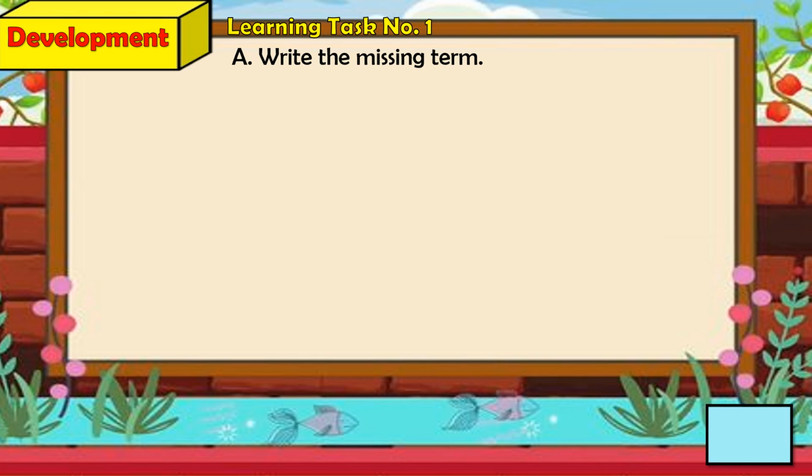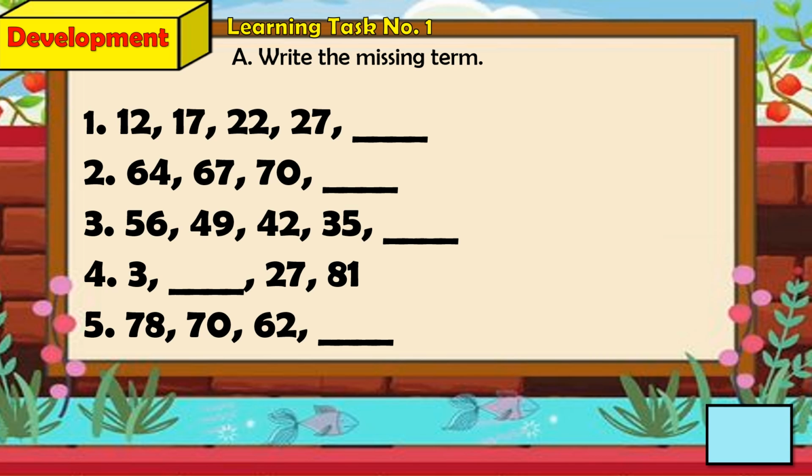For the development part, Learning Task 1: write the missing term. So we have the following. Number 1: 12, 17, 22, 27. Number 2: 64, 67, 70. Number 3: 56, 49, 42, and 35. Number 4: 3, blank, 27, 81. And number 5: 78, 70, and then 62.